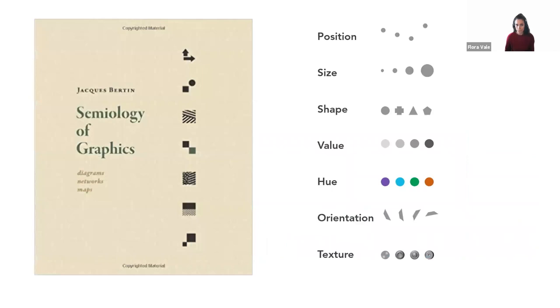In 1967, a French cartographer named Jacques Bertin published what has now become a fundamental reference in data visualization theory titled Semiology of Graphics. And in this book, he describes visual variables and how they can be used to communicate data visually. More work has been done on this since, but these original visual variables are still the foundation of most visualizations. So we have position, size, shape, value, hue, orientation, and texture.